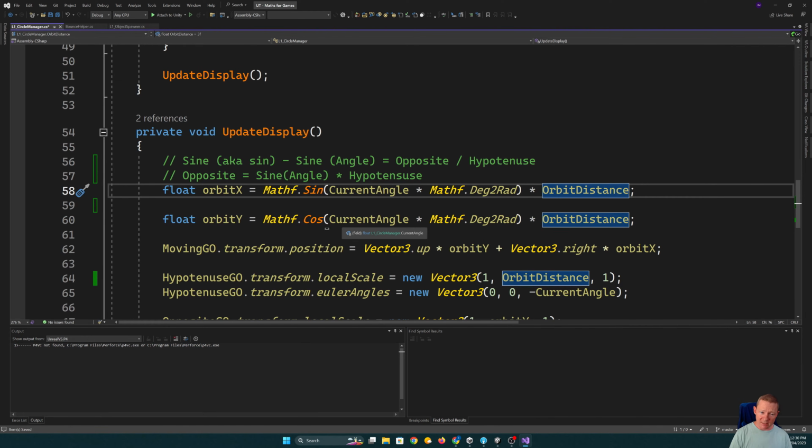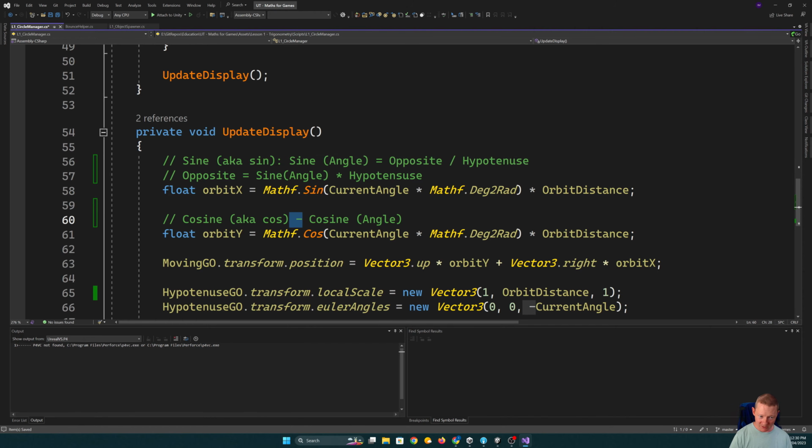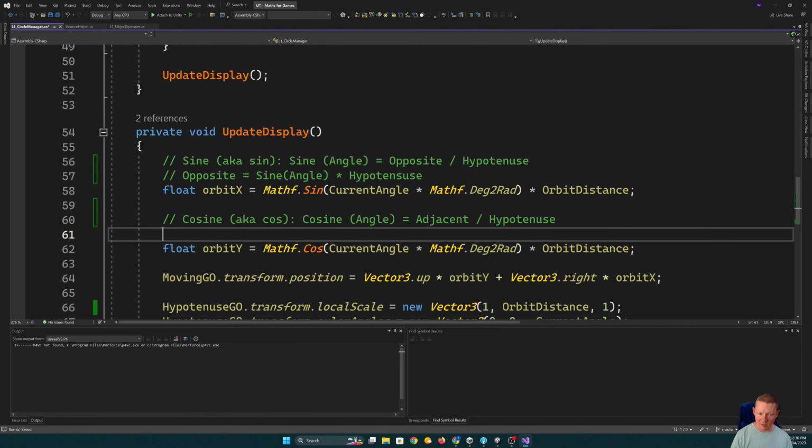If we're working with the side that is next to it, that's where we use cosine, also known as cos. Now the way it works is that cosine of the angle, and just so it doesn't look like it's a subtraction, I'll do it this way. So now cosine of the angle is adjacent divided by hypotenuse. Or the other way we can write that is that adjacent is equal to cosine of the angle multiplied by hypotenuse.